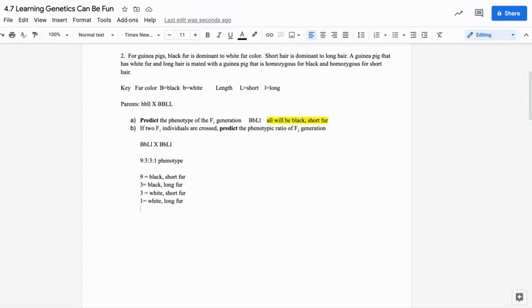You can do the big Punnett square. It's a 4x4. If you don't remember how to do that, keep watching.